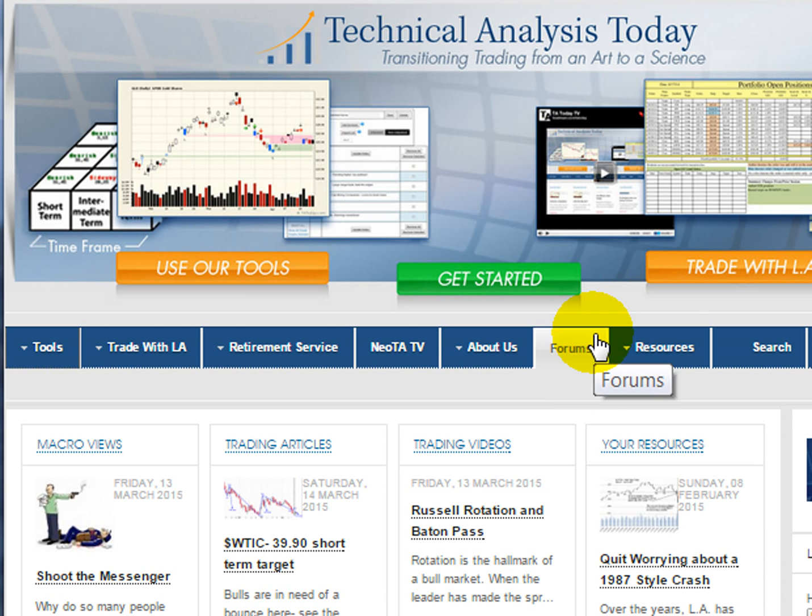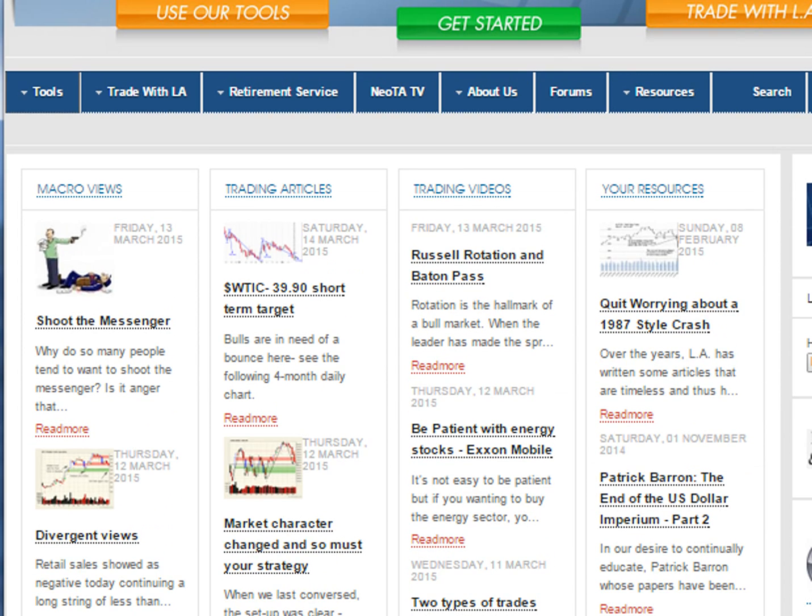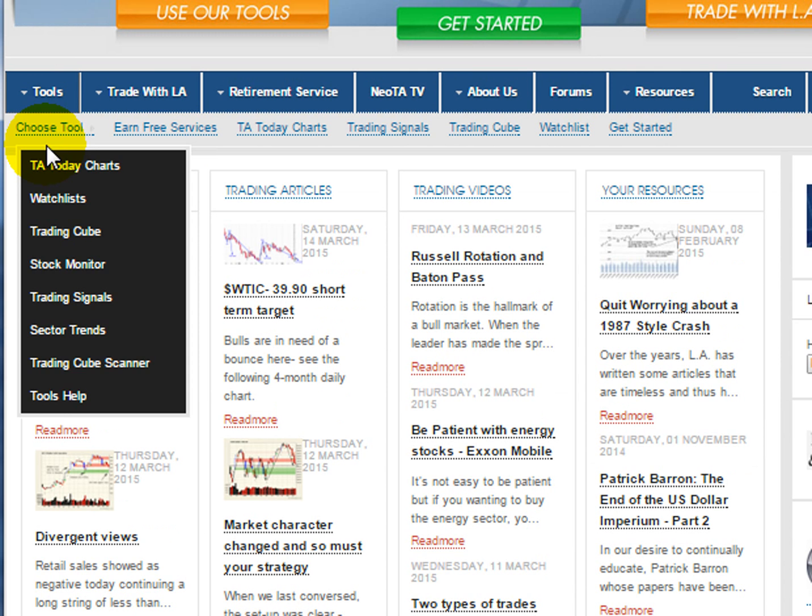Today site, part of the integrated set of tools. If you come to TA Today, to tatoday.com, scroll down to the tools and choose a tool. There's of course a number of tools ranging from the charts to the scanner, all integrated through the watch list and all fairly unique compared to anything else you can find on the web. So let's talk about the trading cube.